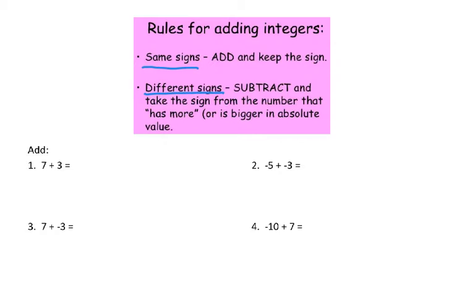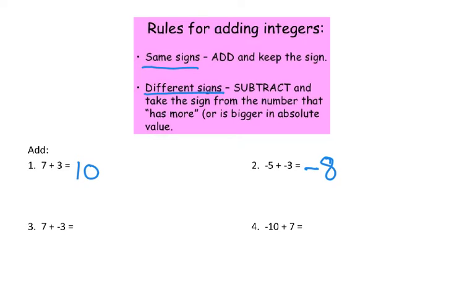First of all, 7 plus 3. These have the same sign, so we're just going to add them and keep the sign. Pretty easy. 7 plus 3 is 10. Number 2, -5 plus -3. These are both negative, which means they have the same sign. So again, we're going to add and keep the sign. 5 plus 3 is 8. They are both negative, so we're going to keep that sign.